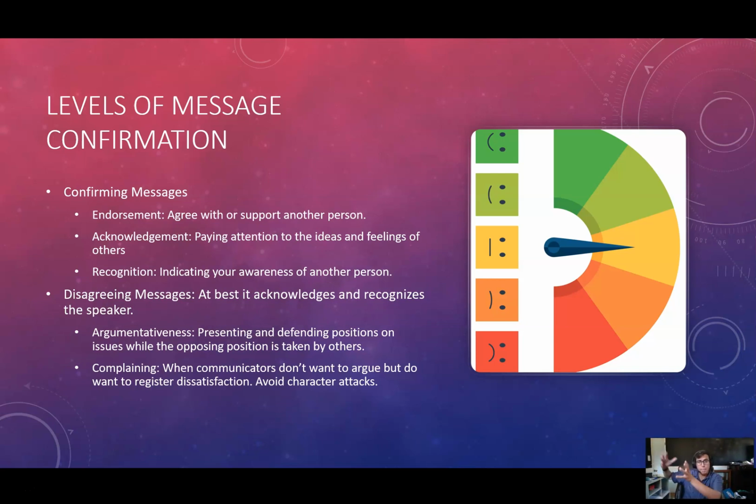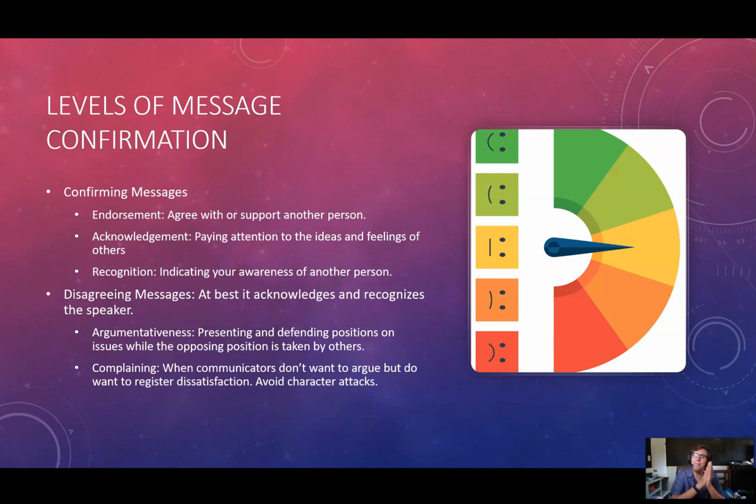We've talked a lot about confirming messages. Now we're moving into the gray area where it's disagreeing messages, where it still confirms the value of the other person, but showing disagreement. Argumentativeness is presenting and defending positions on issues while the opposition is taken by others. So you are arguing with them, but it is still in a respectful way.